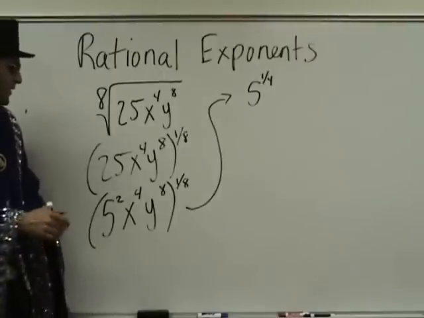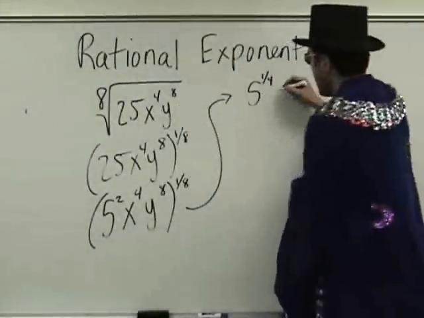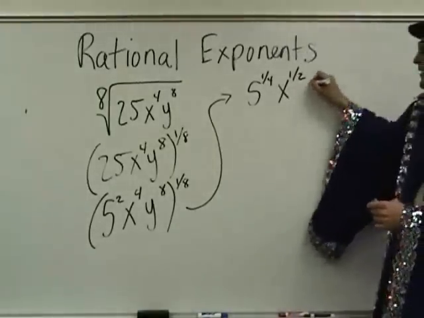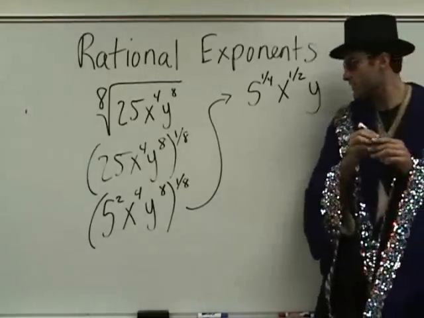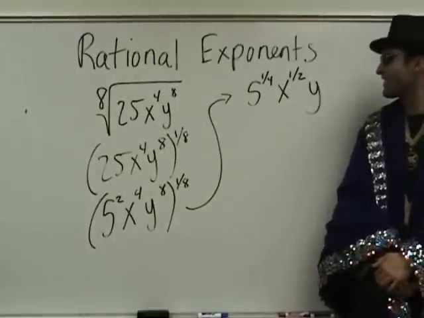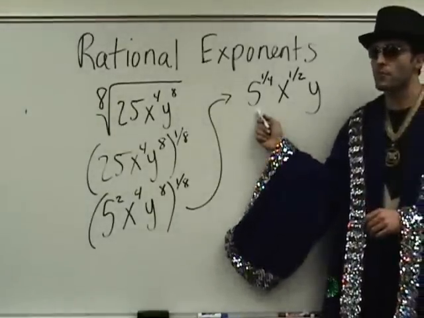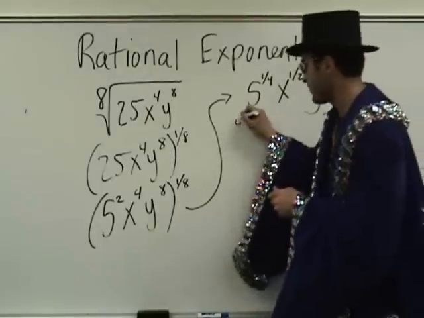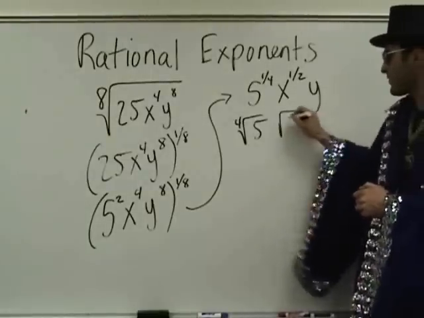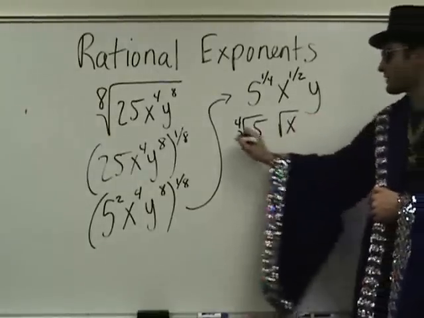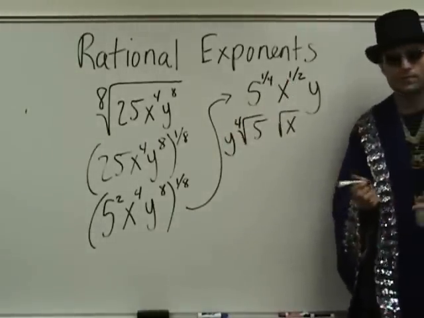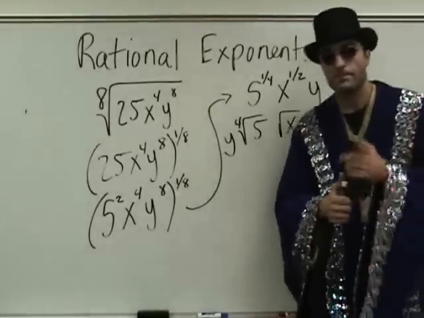So 5 to the 1/4, x to the 1/2, and y to the first power. Questions? That's the answer. Almost. This is the 4th root of 5. This is the square root of x. And this is y. So, that works. Is that the answer? That's the answer.